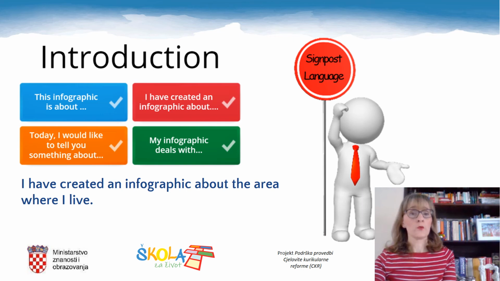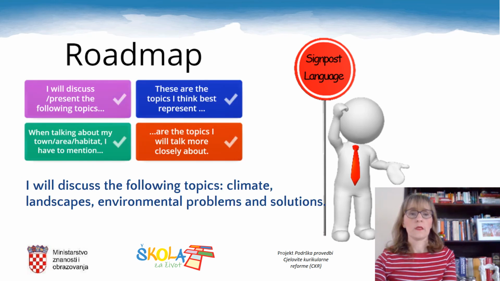Let's apply what we have learned about presenting infographics. This is how we can introduce the topic. Just say, I have created an infographic about the area where I live. Next, give a roadmap of the presentation, like this. I will discuss the following topics: climate, landscapes, environmental problems, and solutions.